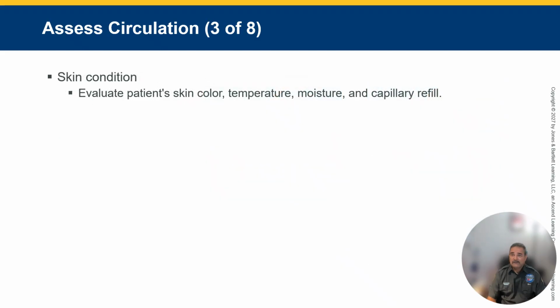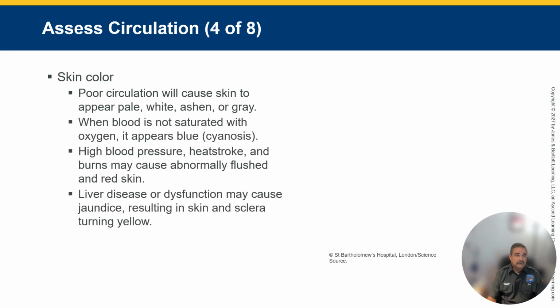Skin condition: color, temperature, moisture, capillary refill. These are all important things. Capillary refill is important. We'll talk about that in just a second. So with skin color, poor circulation is going to cause the patient to look abnormal. They're going to be blue. They could be pale. They could be kind of an ashen color or a gray color. When blood's not saturated with oxygen, it appears blue. Cyanosis. The word cyan, C-Y-A-N, means blue. Know that. Vital vocabulary. Cyanosis, blue colored skin, cyanosis.